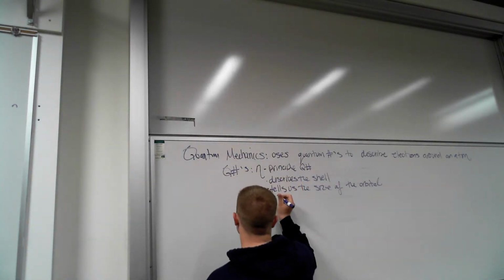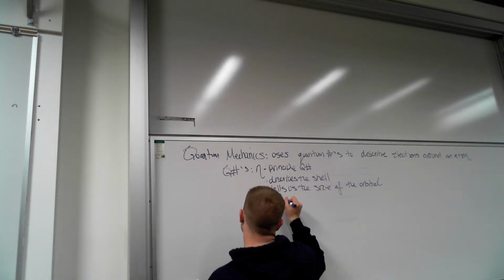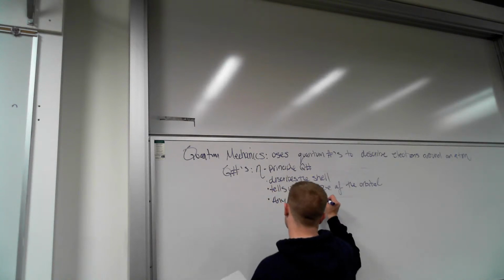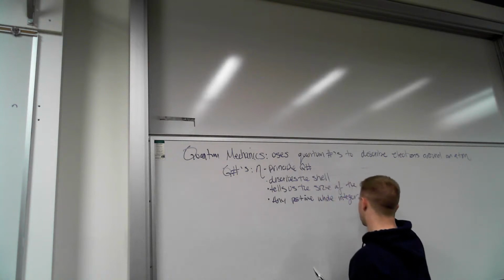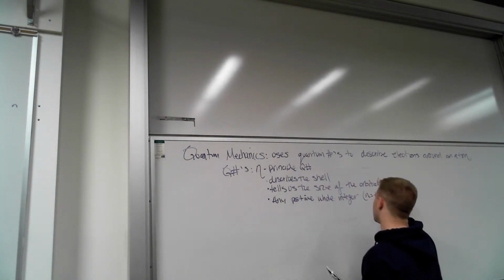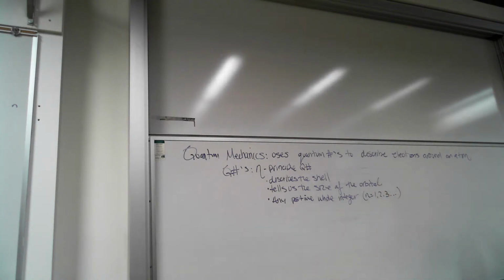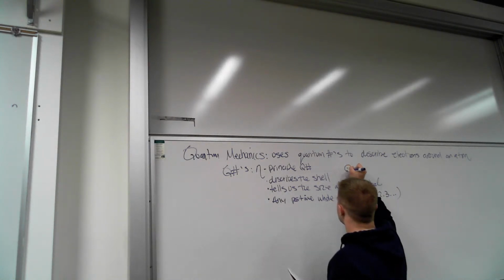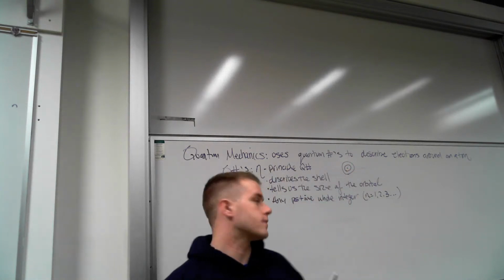So it describes the shell and tells us the size of the orbital. And n can be any positive whole integer. Right, so n is equal to 1, or 2, 3, and so forth. N tells us basically the size of that shell, how far the electron is away from the nucleus.